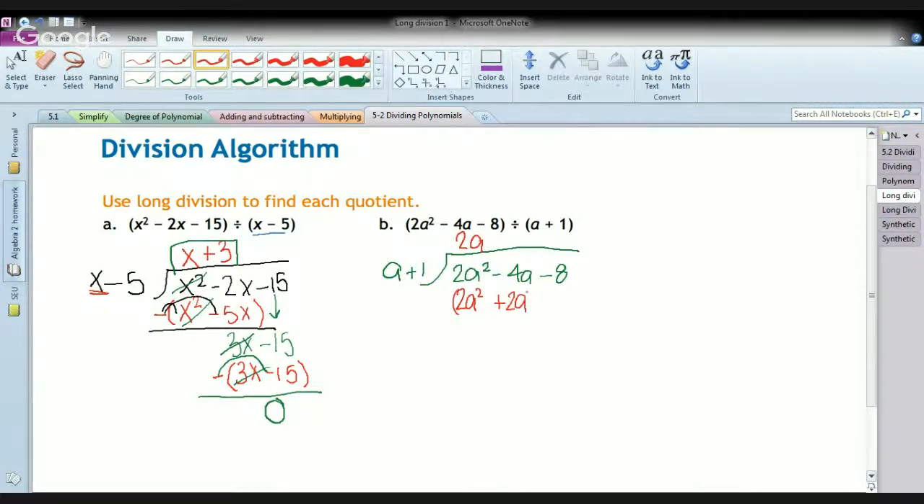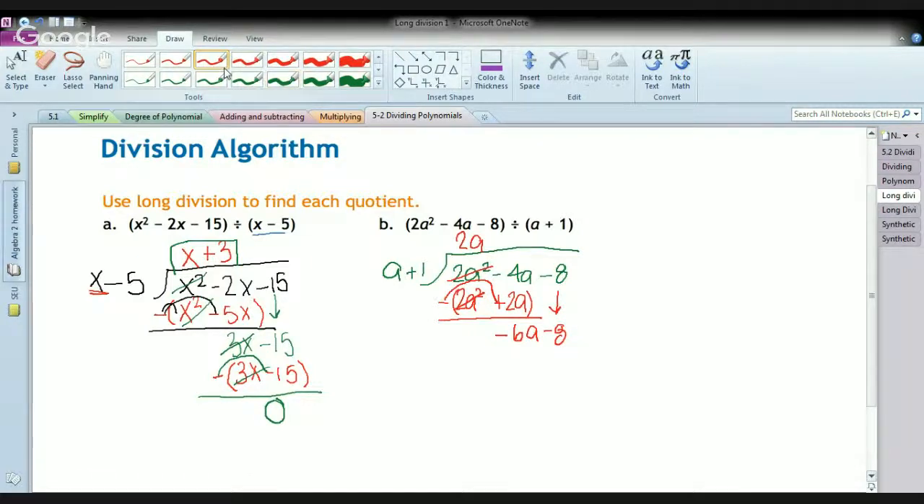All of that we are subtracting. So what I'm saying is 2a squared minus 2a squared. Then I'm saying negative 4a, and this negative also applies to this positive here. So negative 4a minus 2a gives me a negative 6a, and we bring down our negative 8.